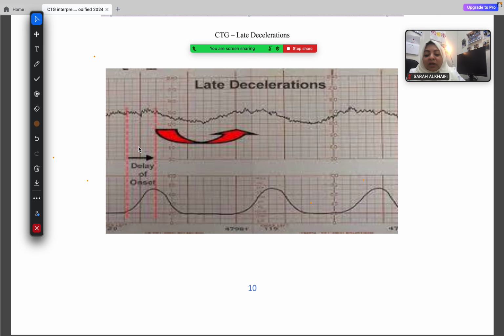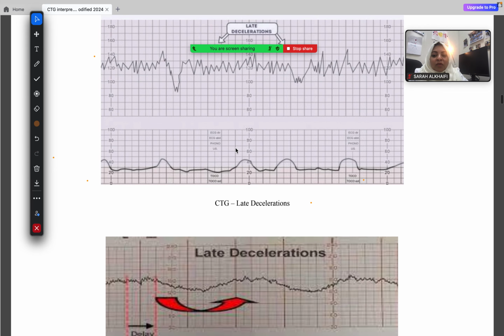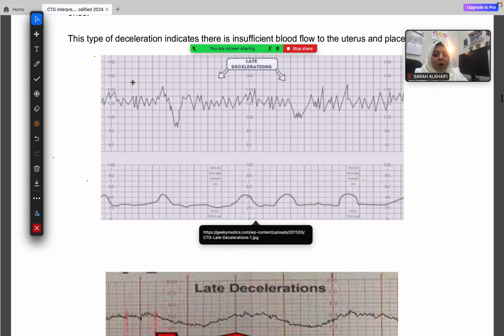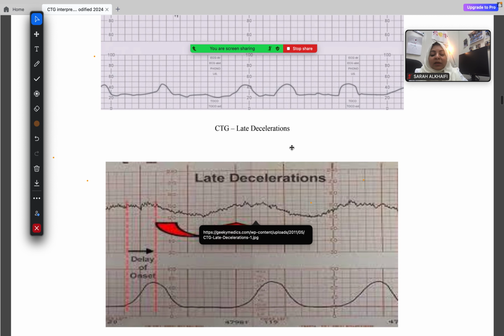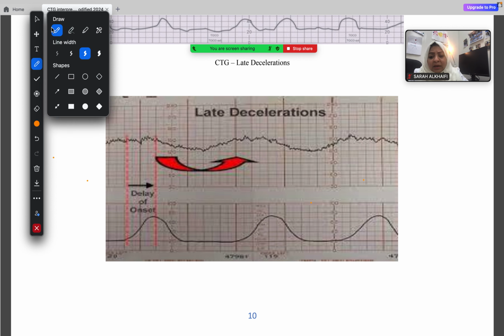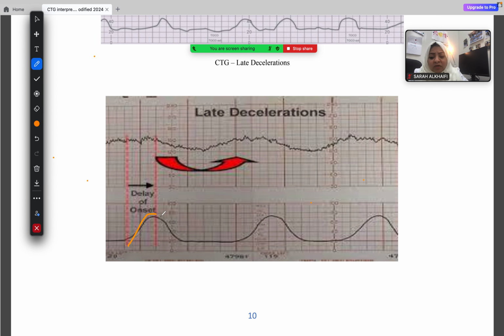A little bit of stimulation might help, but we have to rule out any other pathological causes, especially in late deceleration. And if it stays for a long time without good recovery, we definitely have to monitor the mom and the baby closely. And here, this is another late uterine contraction. If you can see, late, and then after the peak, the fetal heart rate starts to decrease.